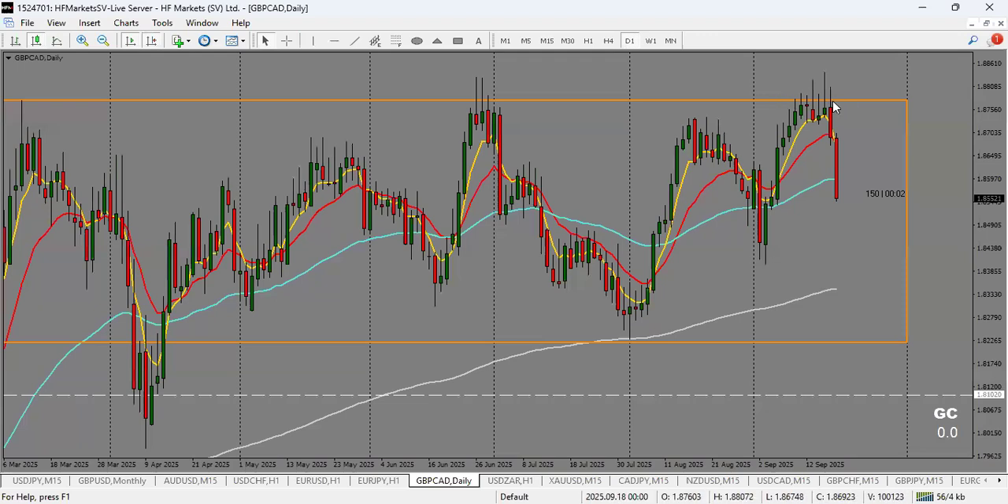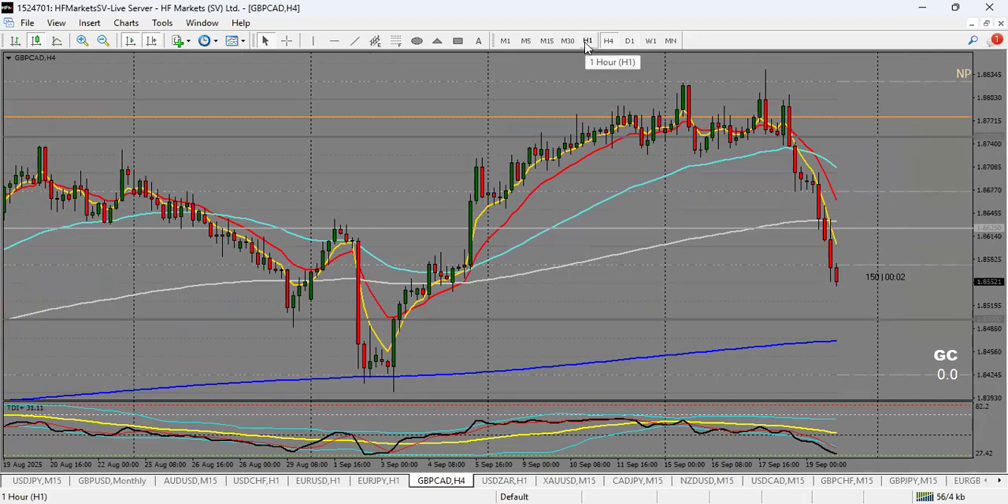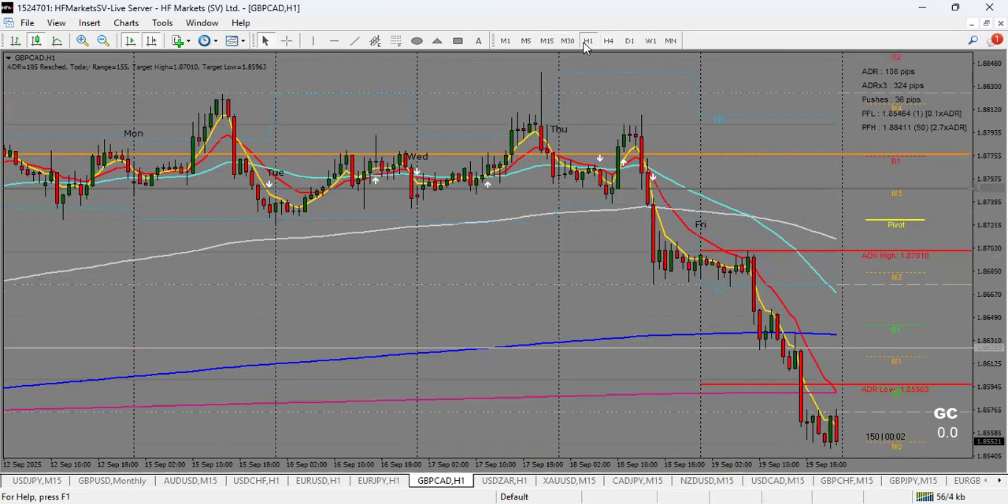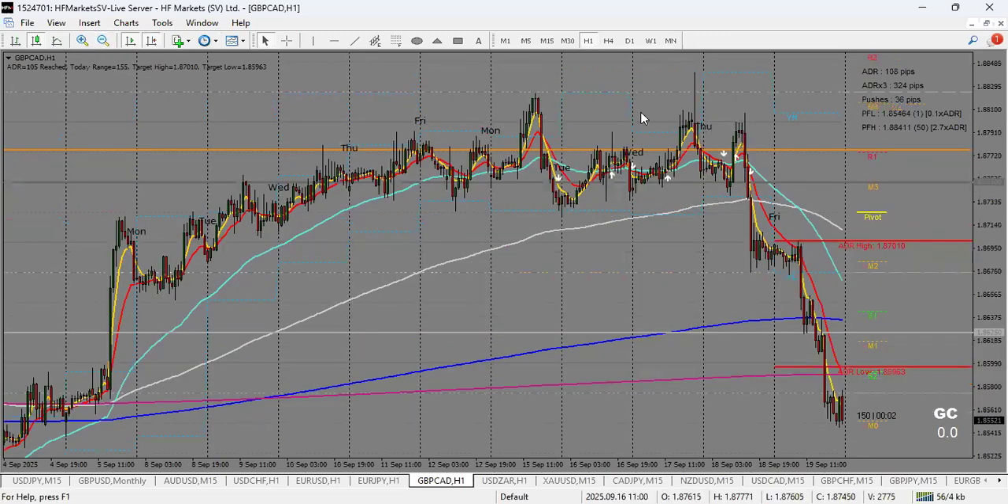You can see here those pins, and price has been dropping. So the pound has weakened since its interest rate announcement last week. You can see this here is the peak and price is moving. So we are having a peak formation high on GBPCAD.